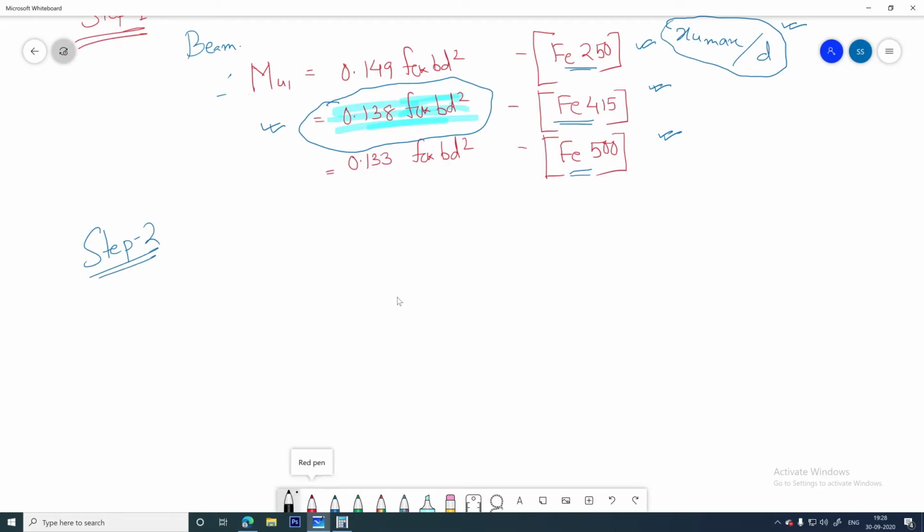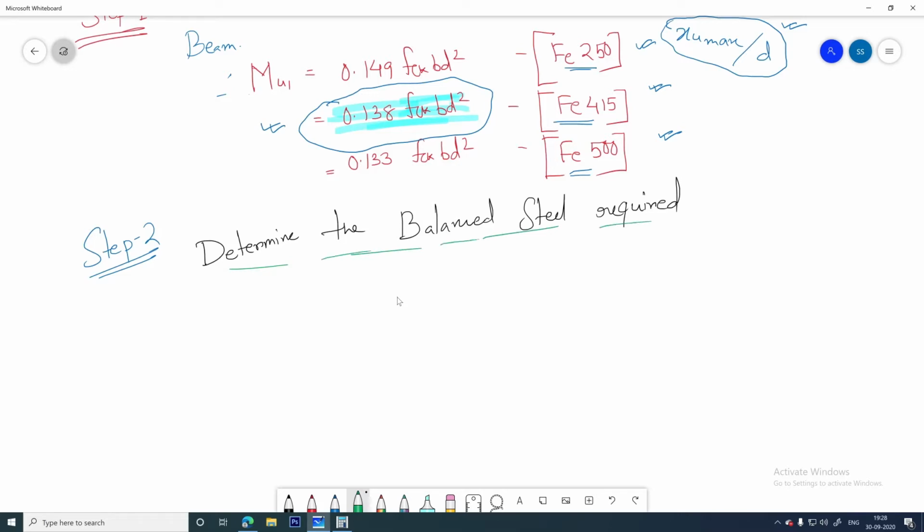In step 2, determine the balance steel required. That means the AST1 you need to determine. So for that it is very easy to determine. Look, if you can remember the concept, it is very good, but if you can't remember the concept, everything is given in the code.